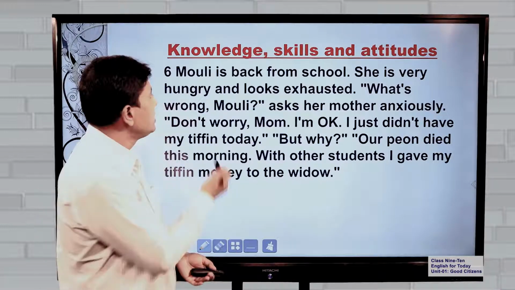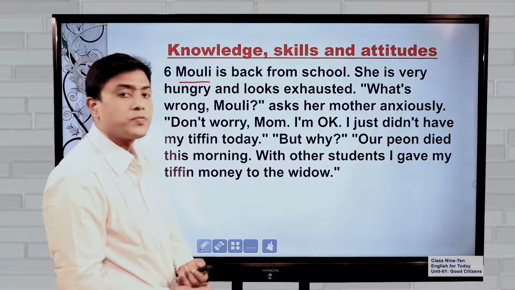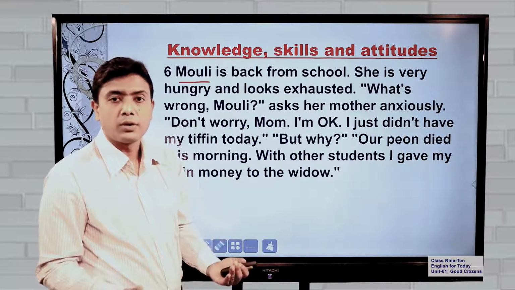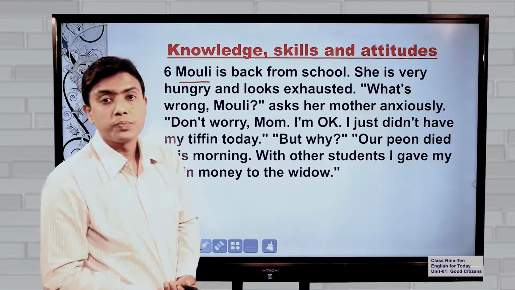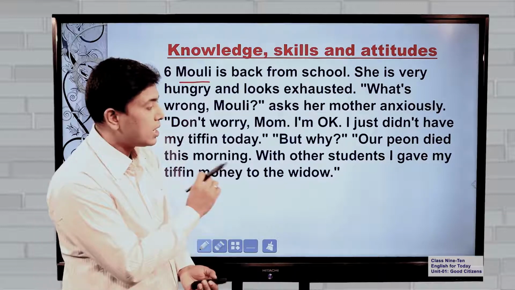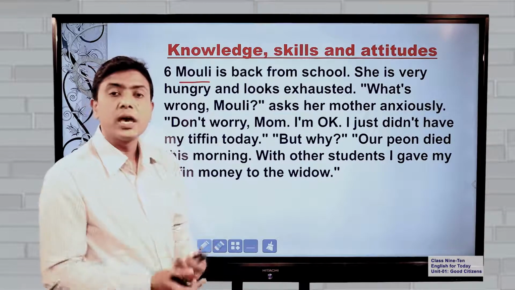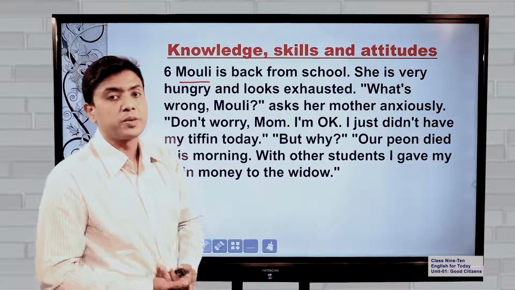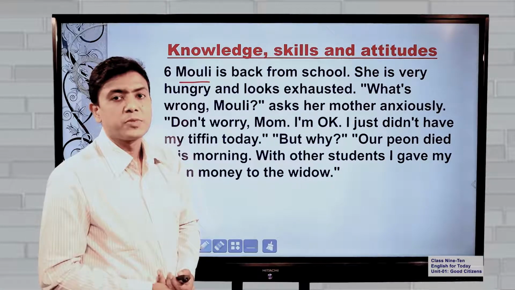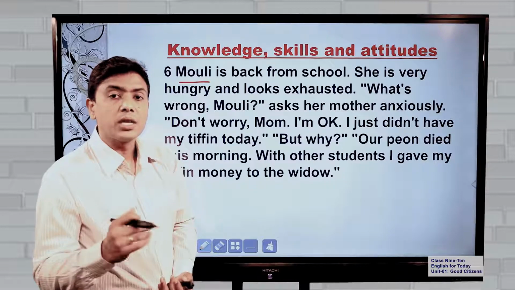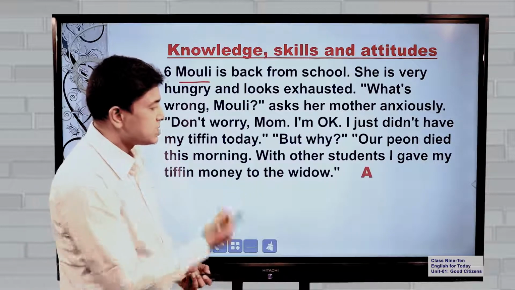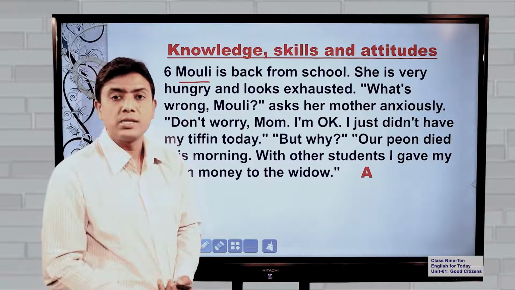Have a look. Mowli is a student. She just found out that the peon of her school is no more. So what she did, along with her other friends, when she saw that her other friends gave money to the widow of the peon, she also did it. So this is a change in her attitude. So this is attitude based, and therefore we have written A.